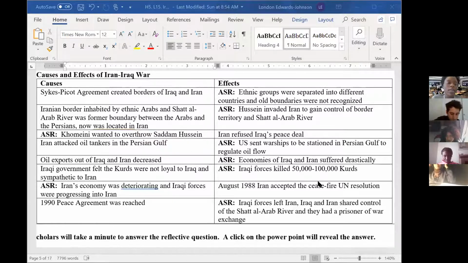Right, so one of the causes that we had was the Sykes-Picot, which was the whole first text, about creating the new borders of Iran and Iraq. And this caused the ethnic groups to be separated in different countries, right? And the old boundaries were completely ignored, right? And so that caused the clashing of those cultures. Next, the Iranian border inhabited by ethnic Arabs, and this river that formed the boundary between the Arabs and the Persians was now in Iran. So this river, which is an important resource, is now in Iran. As a response, Saddam Hussein invaded Iran and gained control of the border and territory.